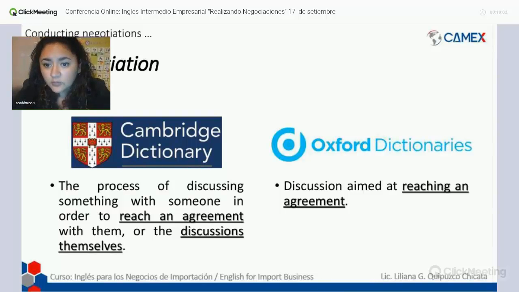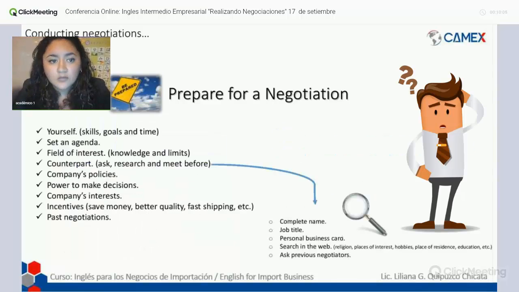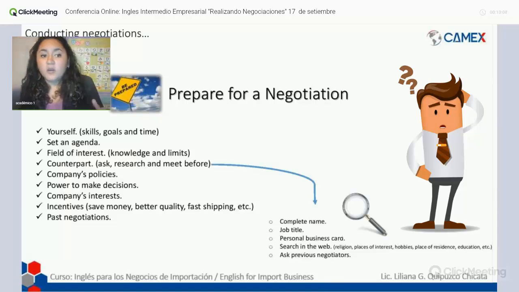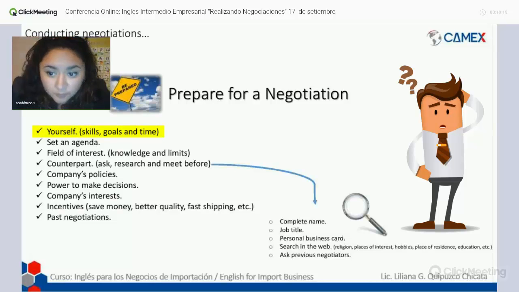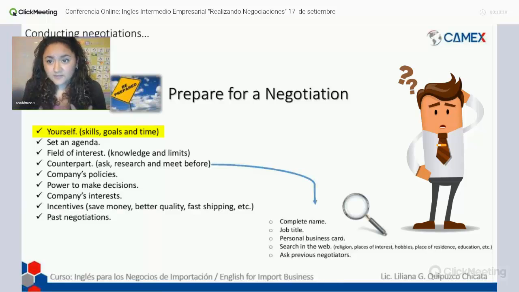So now we're going to see how we prepare ourselves for a negotiation. There are some tips. In this case, you have to prepare yourself. You have to know what your skills are as a person. Do I know as a negotiator? Am I really hard? Am I really soft? I have to know who I am first.